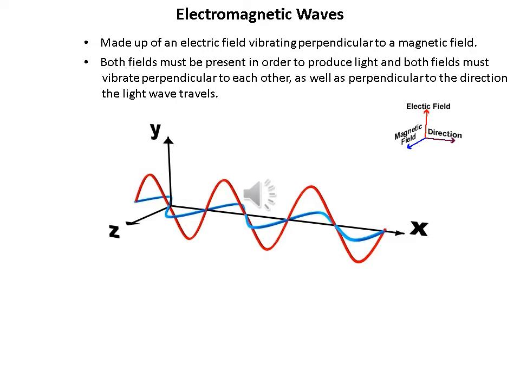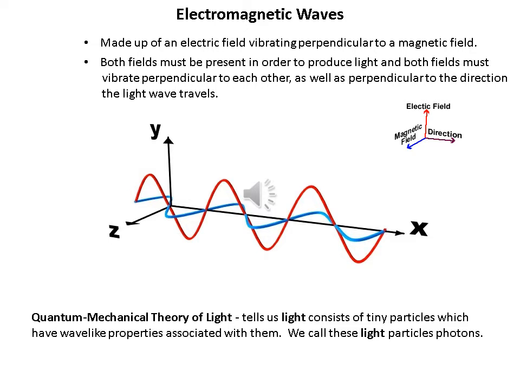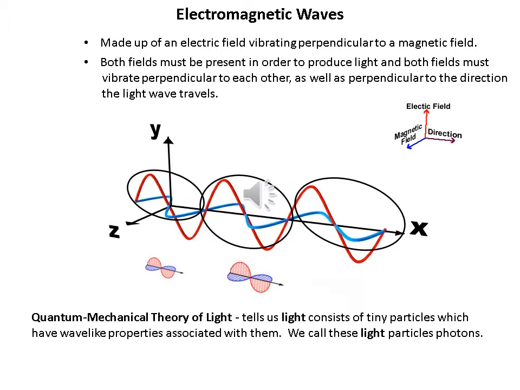So again, the quantum mechanical theory of light tells us that light consists of tiny particles which have wave-like properties associated with them. We call these light particles photons. And so instead of one continuous wave, what we would really have is packets of waves. And so they would look more like this than the continuous wave on the diagram that we've been using so far.